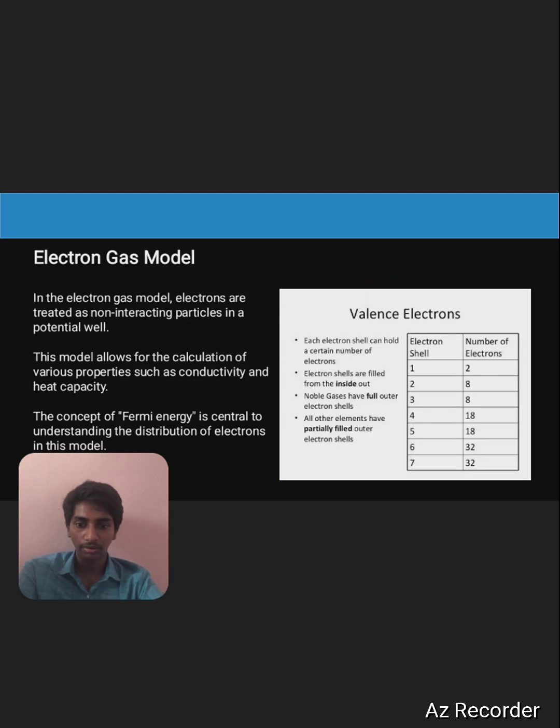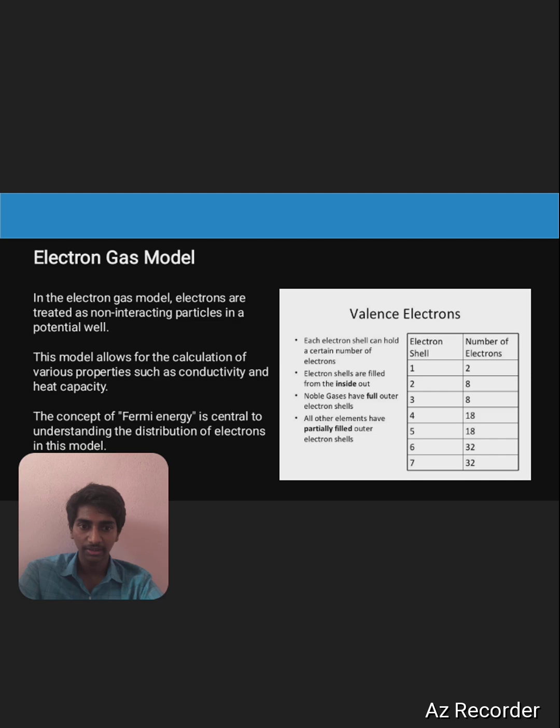Electron gas model. In the electron gas model, electrons are treated as non-interacting particles in a potential well. This model allows for the calculation of various properties such as conductivity and heat capacity. The concept of Fermi energy is central to understanding the distribution of electrons in this model.